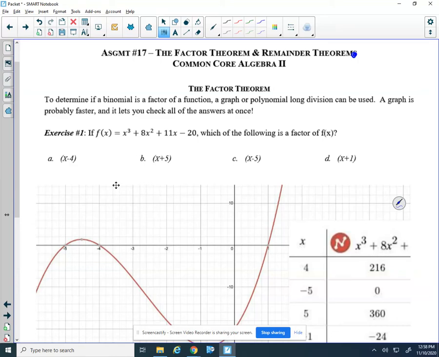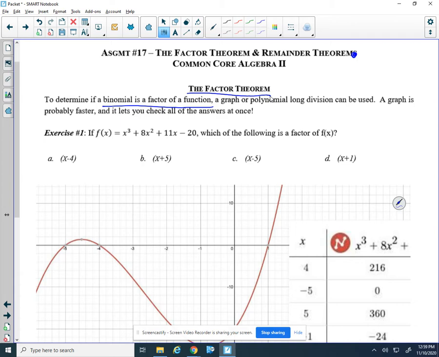This lesson is on the factor theorem and the remainder theorem. So first off, we're going to look at the factor theorem, which is really a special case of the remainder theorem. To determine if a binomial is a factor of a function, a graph or polynomial long division can be used. A graph is probably faster and it lets you check all of your answers at once.